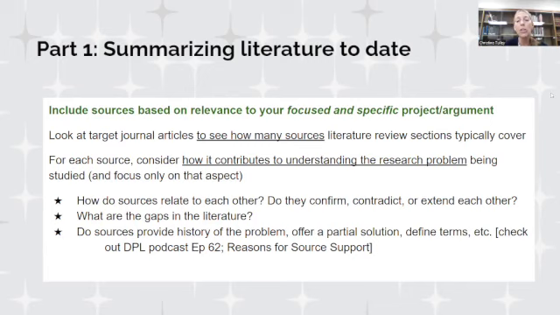So here's a couple other ways to think about linking relevance to your specific project. Is a source relevant or not? One of the things to think about too is how the sources relate to each other. Sometimes you need to talk about a conversation happening in the literature. That will help you determine what's in and what's out with a specific conversation. So you want to think about whether your sources confirm, contradict, or extend each other's research.